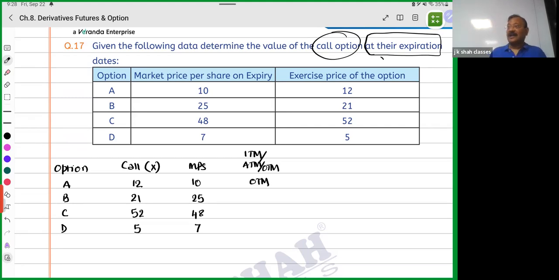One minute. If the option is out of the money on expiry date, what will be the value of that option on expiry date? 0, no? Because understand, it will have no intrinsic value, no time value, right? So the value of option on expiry 0.